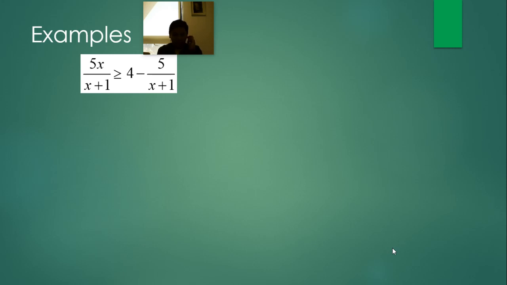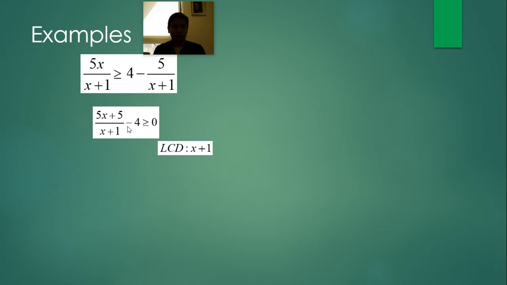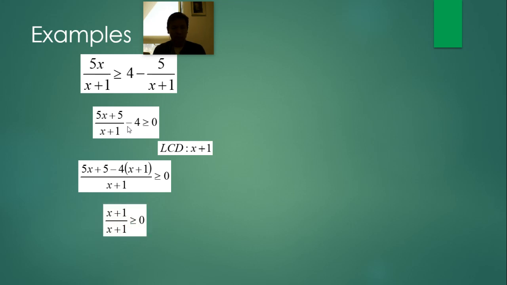Next, let's try this one. Also referring to an inequality where it's greater than or equal to 0. So the idea is again, put everything on one side of the inequality. So we end up with (5x plus 5) over (x plus 1), minus 4, greater than or equal to 0. LCD is x plus 1. So we use that in the inequality. So we end up with just (x plus 1) over (x plus 1) greater than or equal to 0.